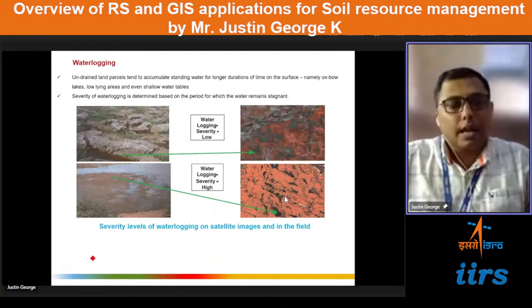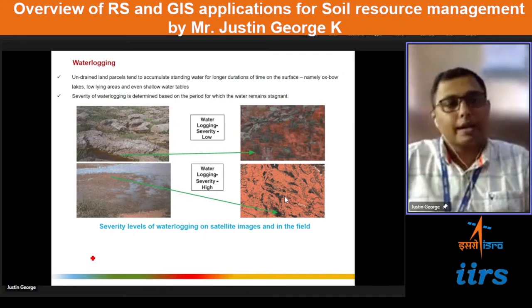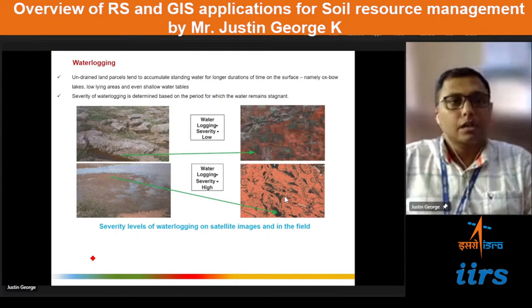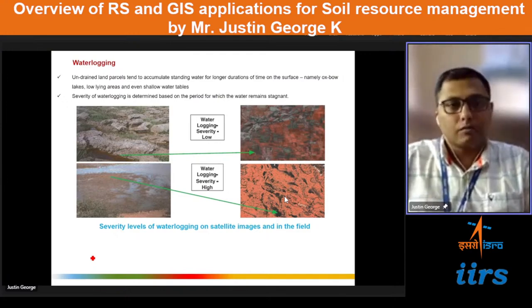Another important land degradation type which can be easily identified using remote sensing data is waterlogging. Basically, undrained land parcels tend to accumulate standing water, and the water will be standing on the land surface for a very long duration of time. It is mainly observed in alluvial plains with oxbow lakes or low-lying areas, and even regions with shallow water tables.